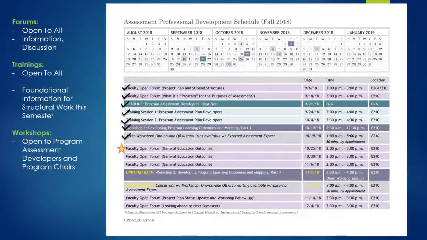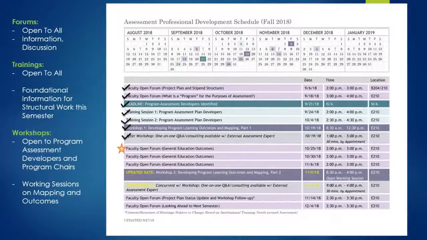And so now we are kicking off again. The star right there is the first of our faculty open forums on our general education outcomes. So this is kind of kicking off that conversation where we'll be sharing information on that revision process, and then we'll have multiple other opportunities coming up to continue that conversation as well, and have as many people from across the college involved in that conversation as possible.